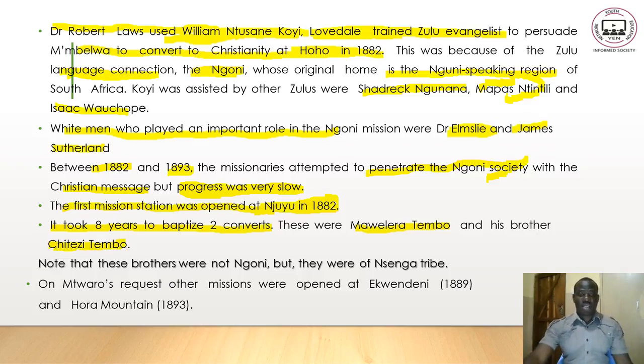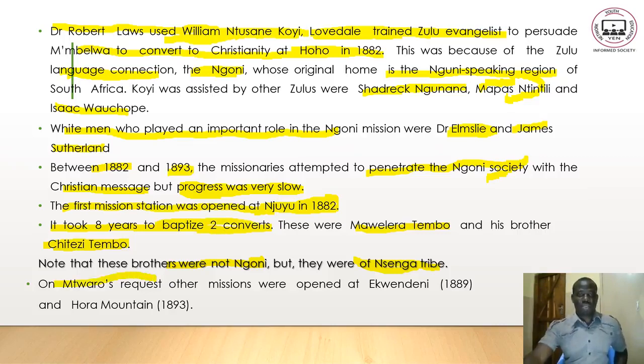So these brothers, they were not the Ngoni as such, but they were the Nsenga tribe. Just as we looked at the Ngoni migration, we said they were getting other people along the way. They were assimilating them into their society. So this Mawerera Tembo, as well as his brother Chitezi Tembo, they were the Nsenga and not the pure Ngoni. And those ones, they were the ones who were baptized after 8 years of preaching in the Ngoni land.